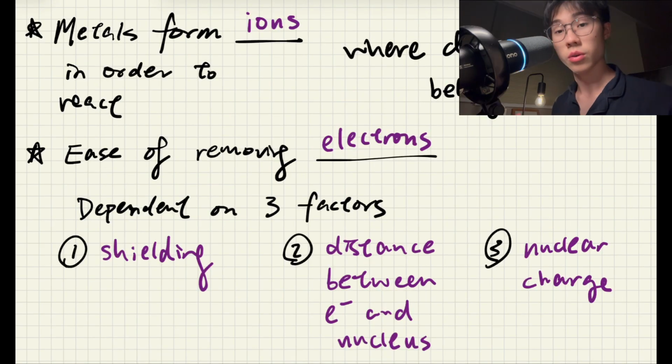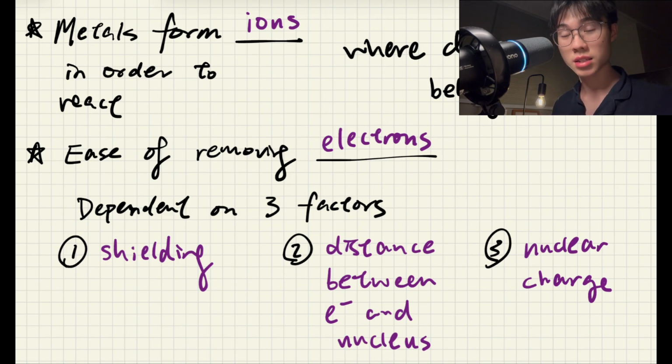So this is shielding. The distance between the outermost electron and the nucleus increases down the group because you gain more and more electrons, and so the electron shells build up and the outermost electrons get further and further away from the nucleus. Because the distance is greater, there will be less attraction experienced by the outermost electrons, as they are less affected by the positive charge in the centre of the nucleus.